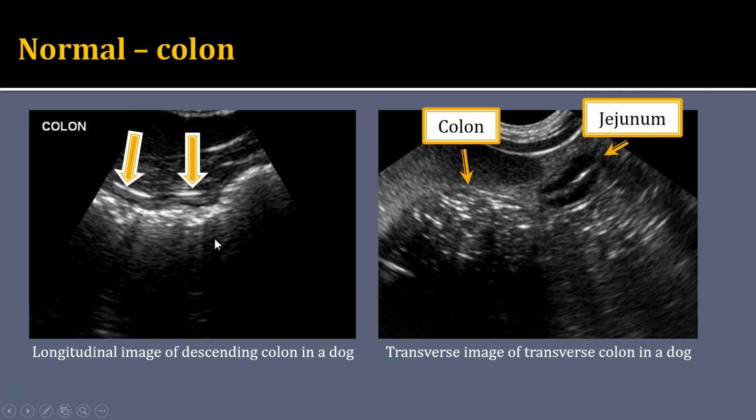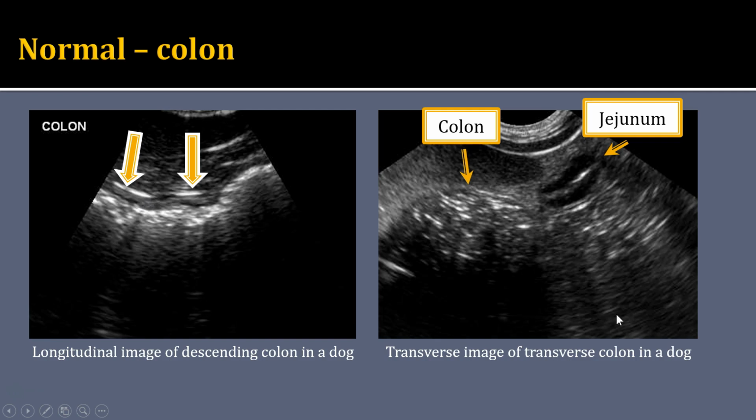Here's a longitudinal image of the descending portion of the colon in the dog. So here's all that highly echogenic content with reverberation and dirty shadowing, so some gas and some fecal material. The wall, the arrows are showing kind of the serosal margin. The wall, again, is quite thin compared to what we've already seen.